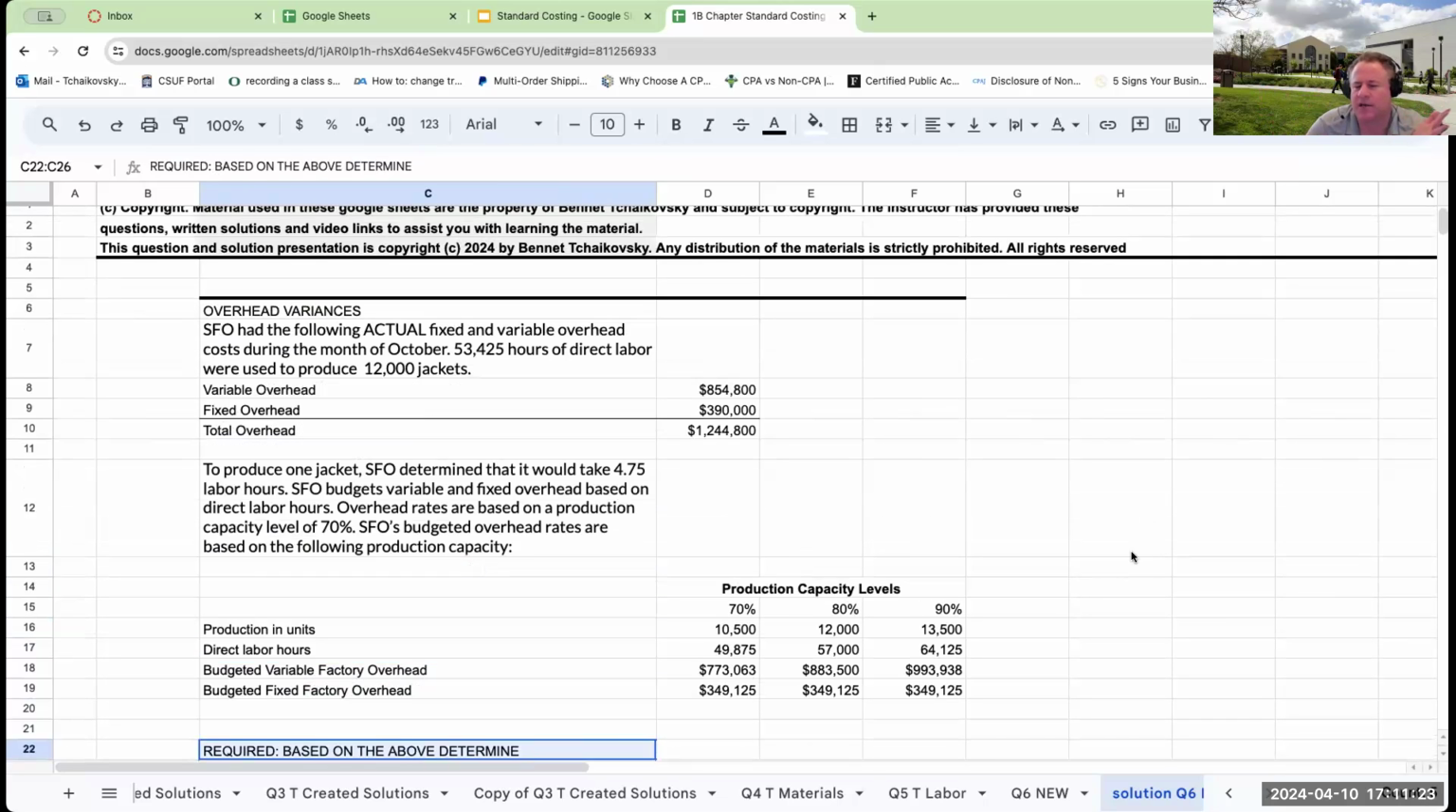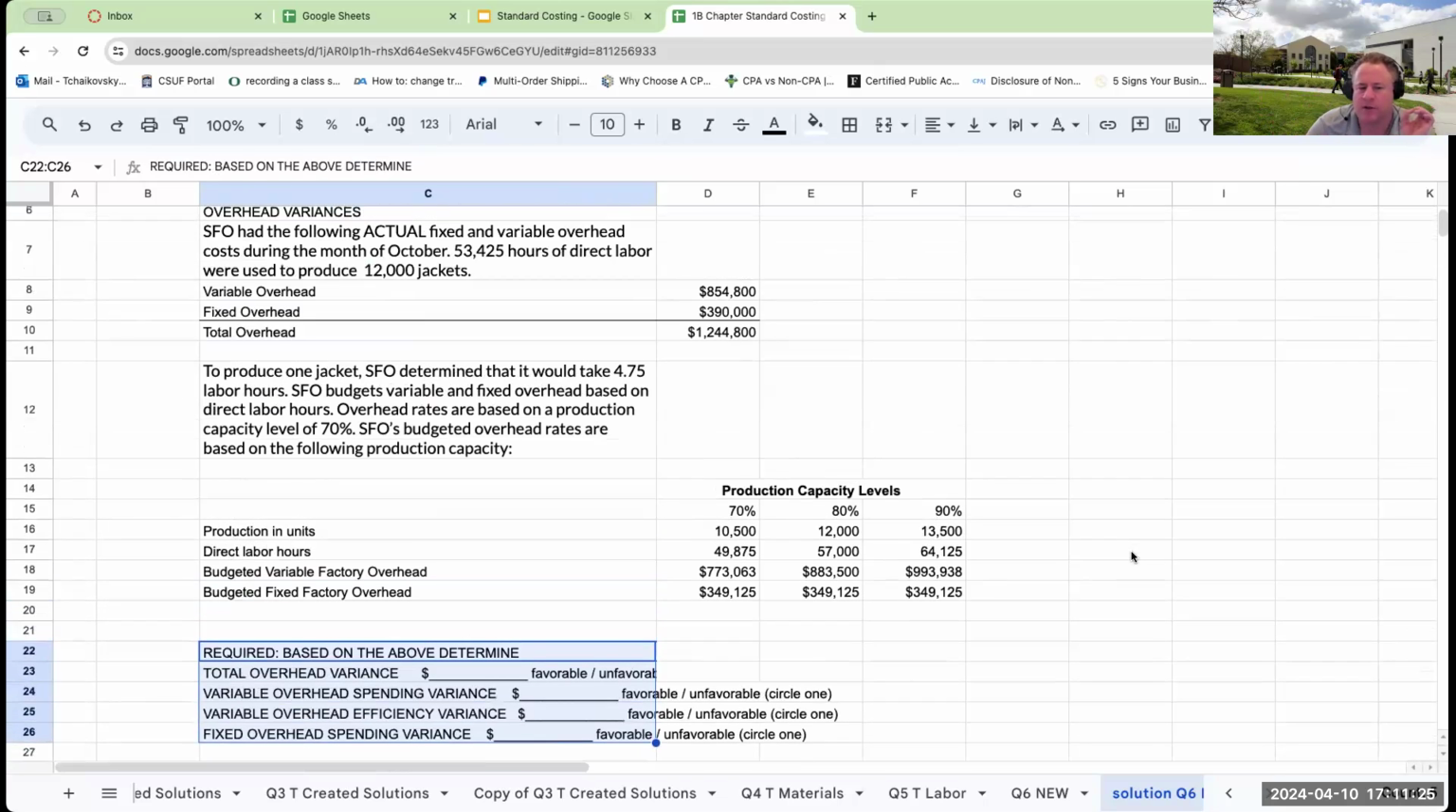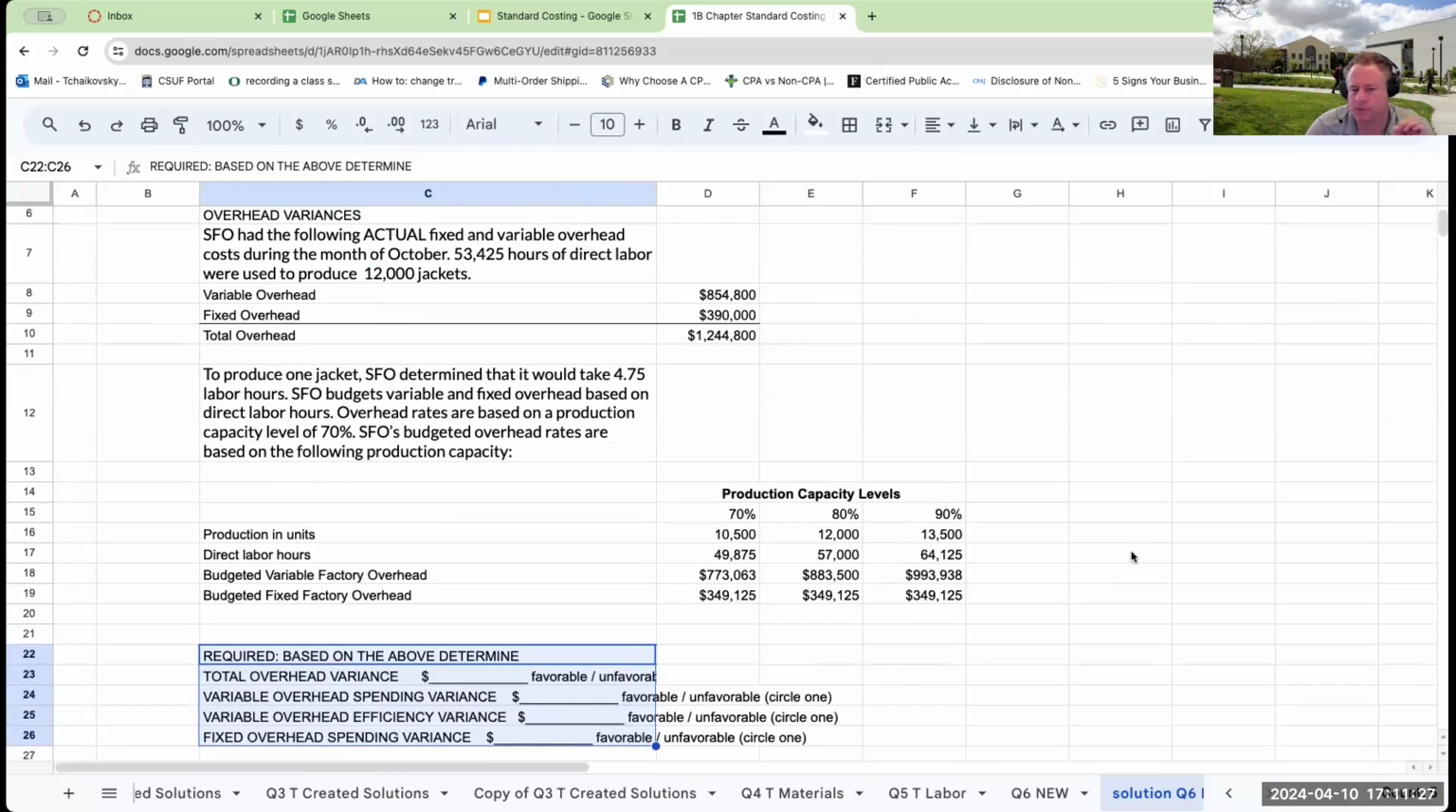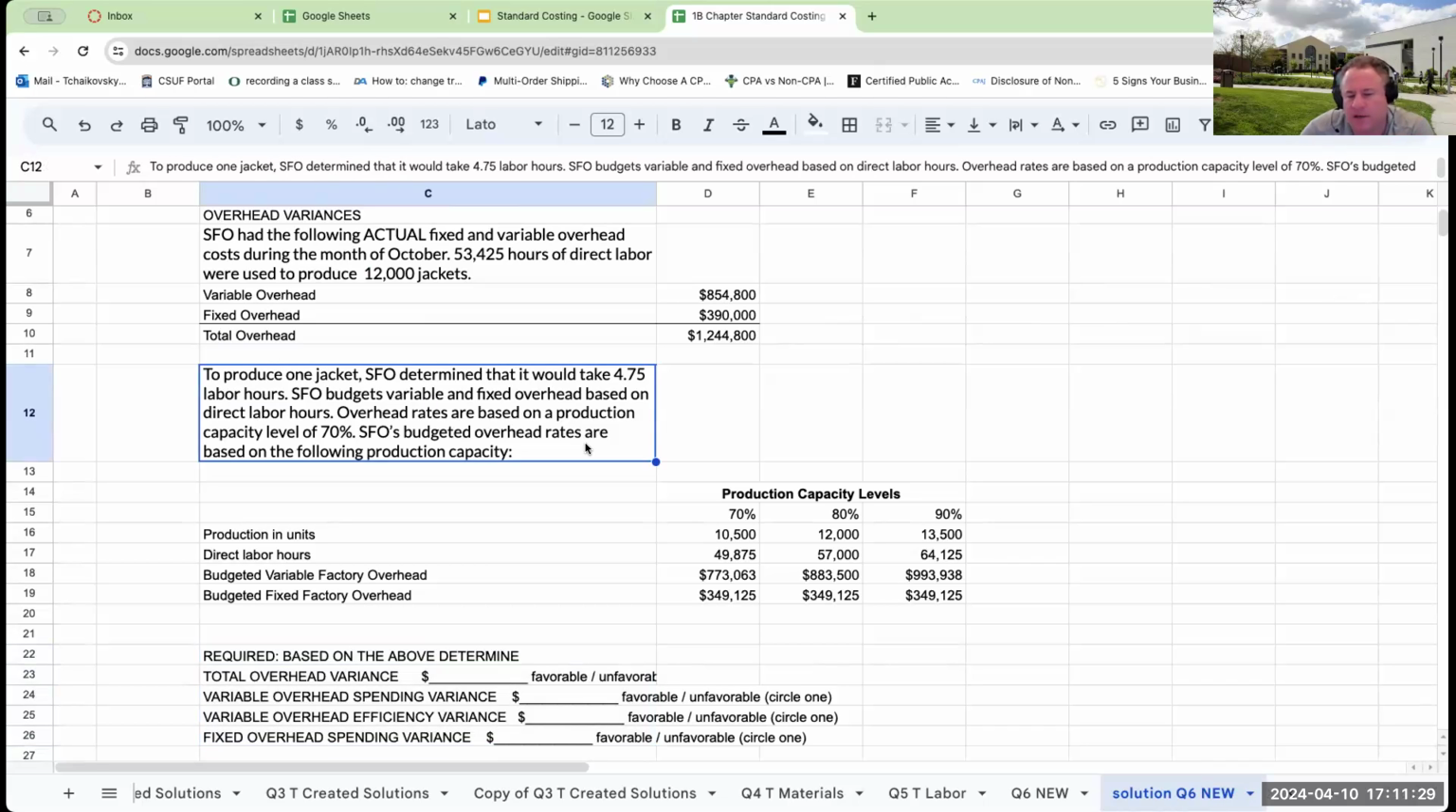So let's go ahead and take a look at this. The thing that tricks students up on this question is that it says overhead rates are based on a production capacity level of 70%. We are not going to use this information until we get to the extra credit, so just disregard this.